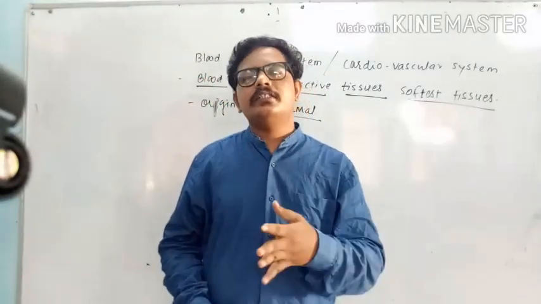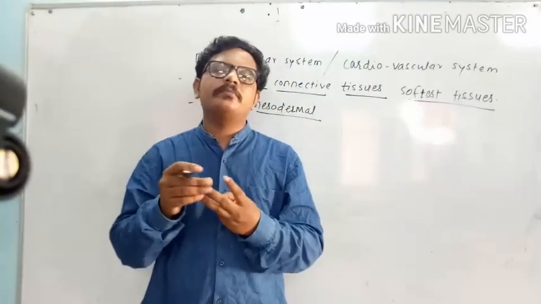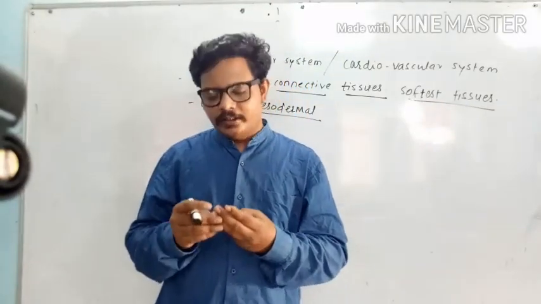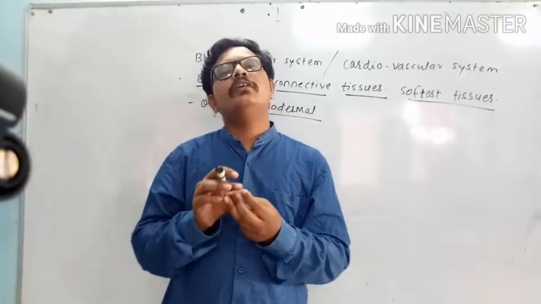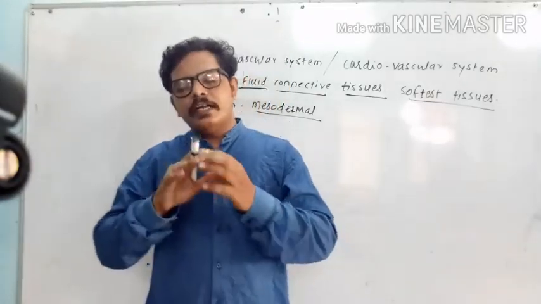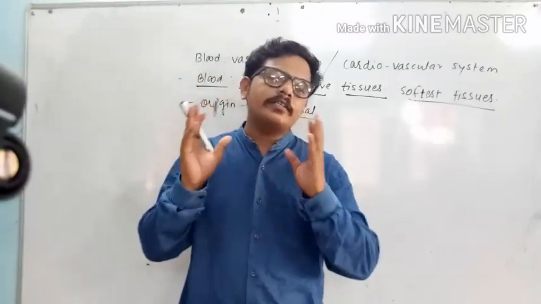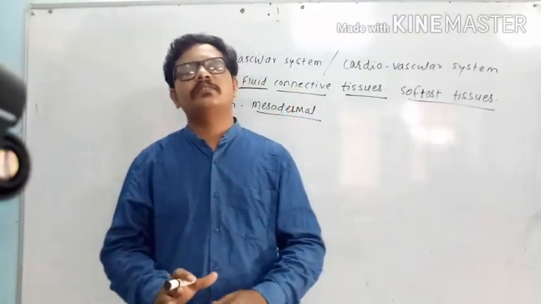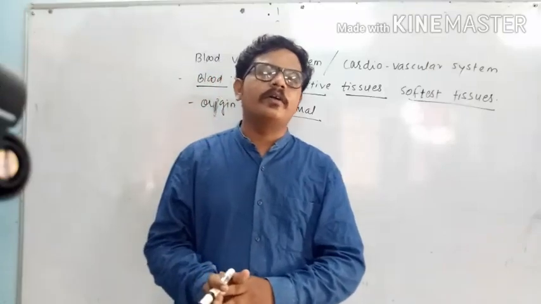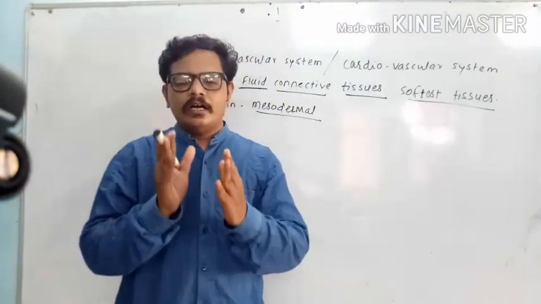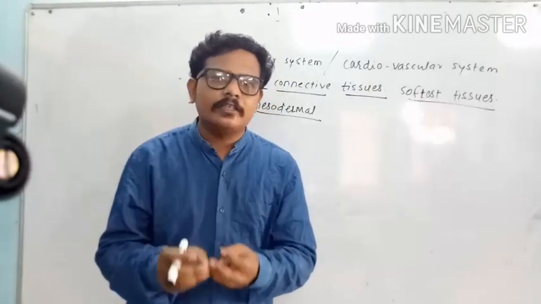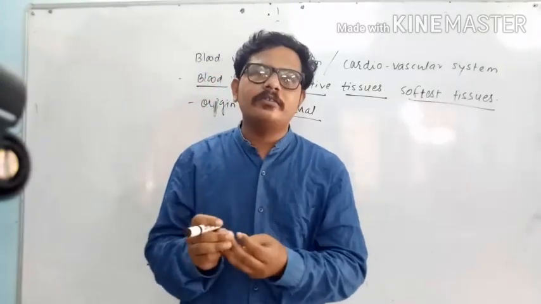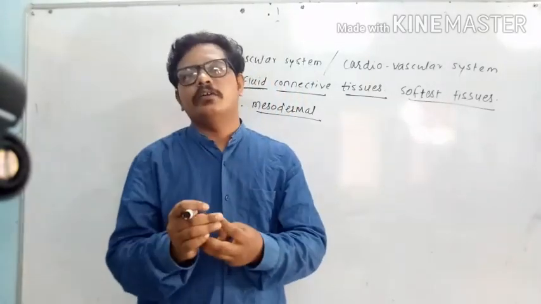So this stage is called the embryonic stage. During this stage, three layers of cells are formed. These three layers are ectoderm, mesoderm, and endoderm. The entire body, all organs, organ systems and cells of the body are derived from these three layers of cells. It may be ectodermal, mesodermal, or endodermal.